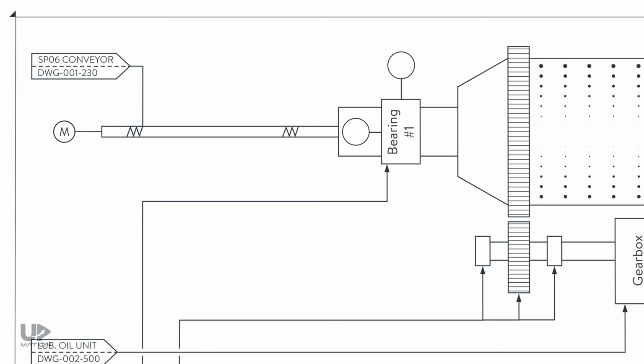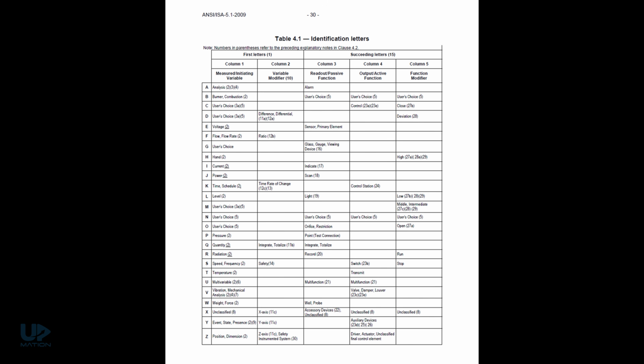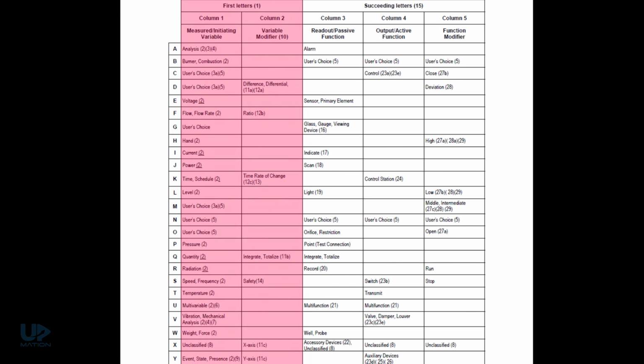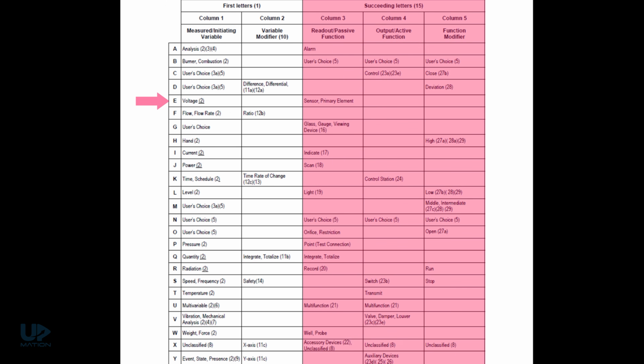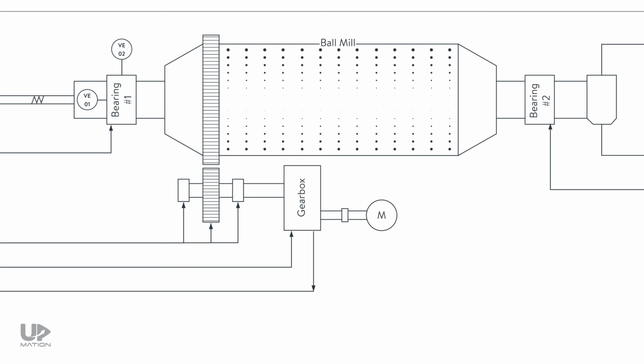To identify that it is a vibration sensor, I put the letters VE inside the circle. These letters correspond to page 30 of the standard. The first letter is V, which means vibration, and the succeeding letter is E, which means element or sensor. We have other sensors mounted directly on different parts of the ball mill, as you see.